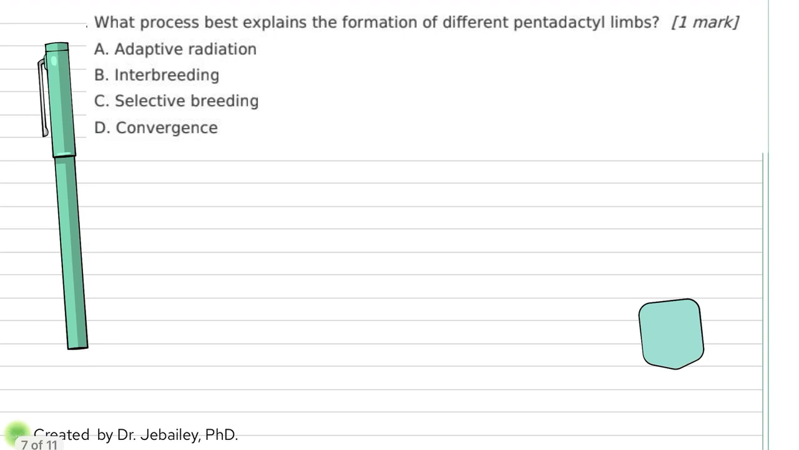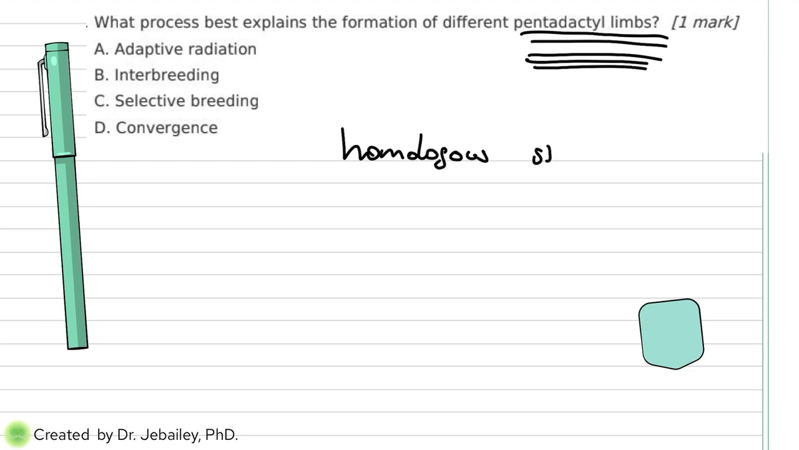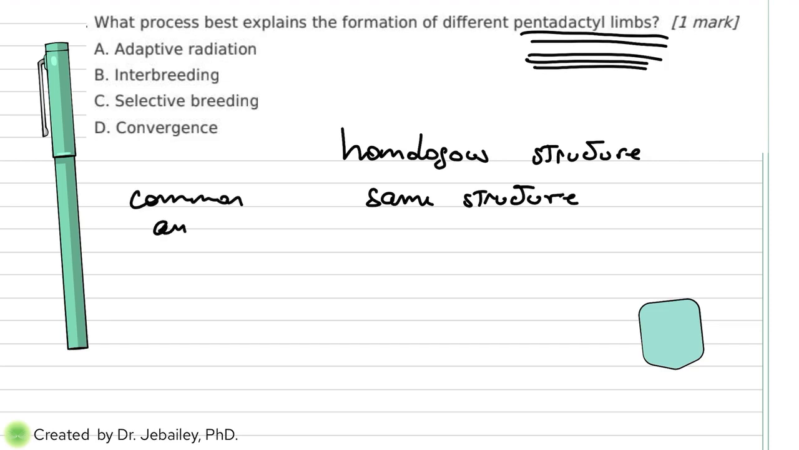Moving on to the next question, it says here, what process best explains the formation of different pentadactyl limbs? So here we're talking about where the pentadactyl limb comes from. Now, if you have studied this, we are talking about homologous structure once more. And we know homologous structures means that they have the same structure, right? And they're coming from a common ancestor. And so the common ancestor eventually will lead to different species, right? Species 1, species 2, species 3.